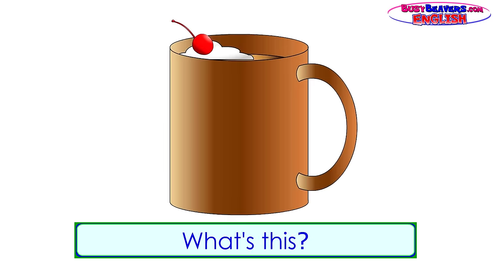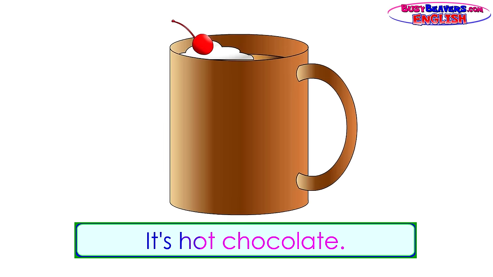What's this? It's hot chocolate. Do you like hot chocolate? Yes, I like hot chocolate. What's this? It's milk. Do you like milk? Yes, I like milk. What's this? It's orange juice. Do you like orange juice? Yes, I like orange juice.